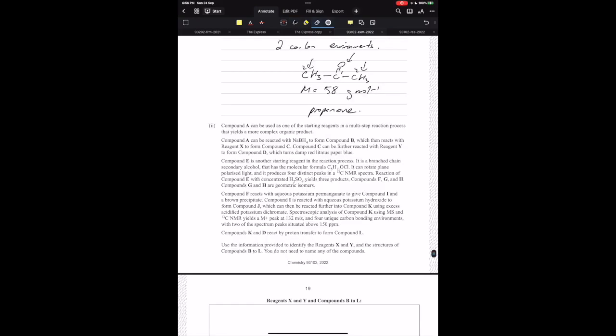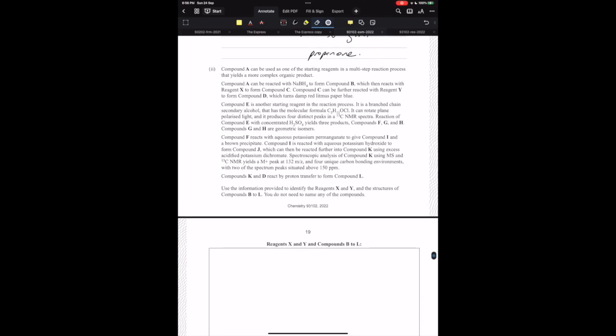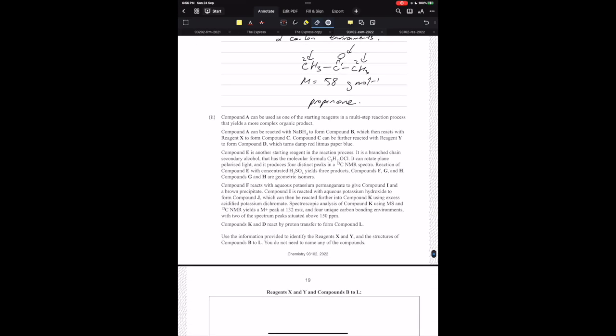So now we move on to part 2 of question 4A. This is one of those typical organic puzzle questions, where you're given different hints and you're trying to figure out what each compound is. Compound A, which we figured out before to be propanone, can be used as one of the starting reagents in a multi-step reaction process that yields a more complex organic product. Compound A can be reacted with sodium borohydride to form compound B, which then reacts with reagent X to form compound C.